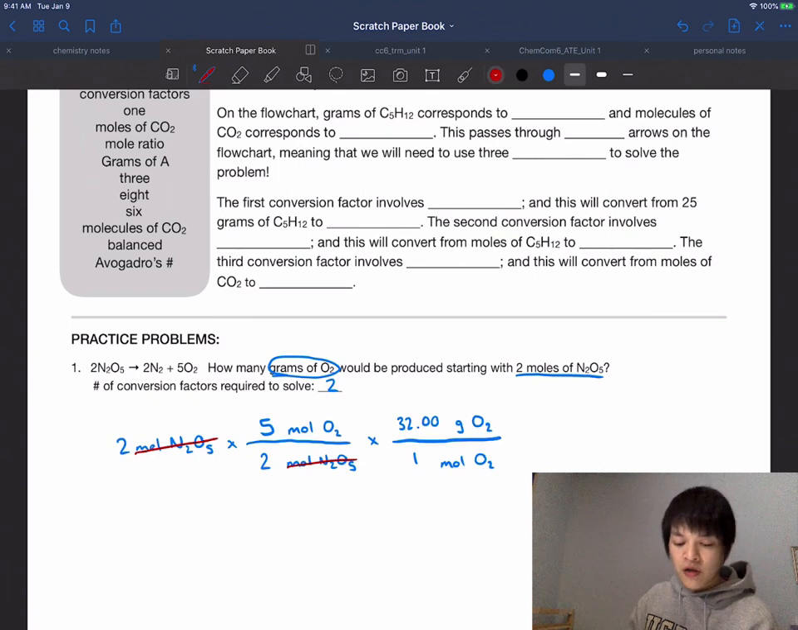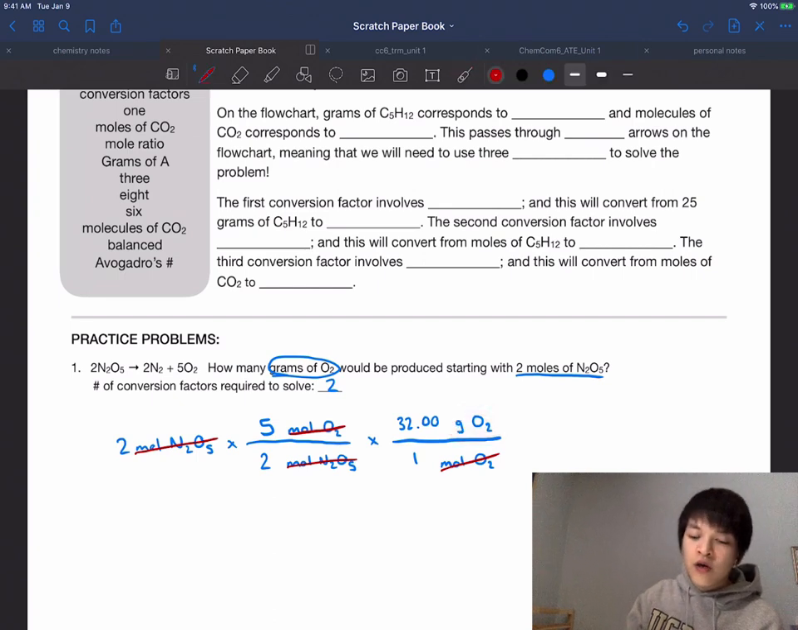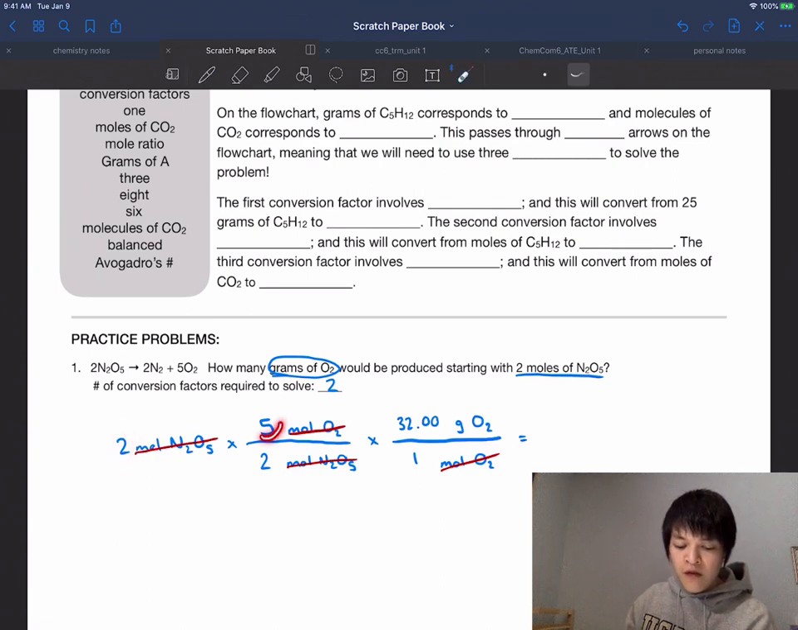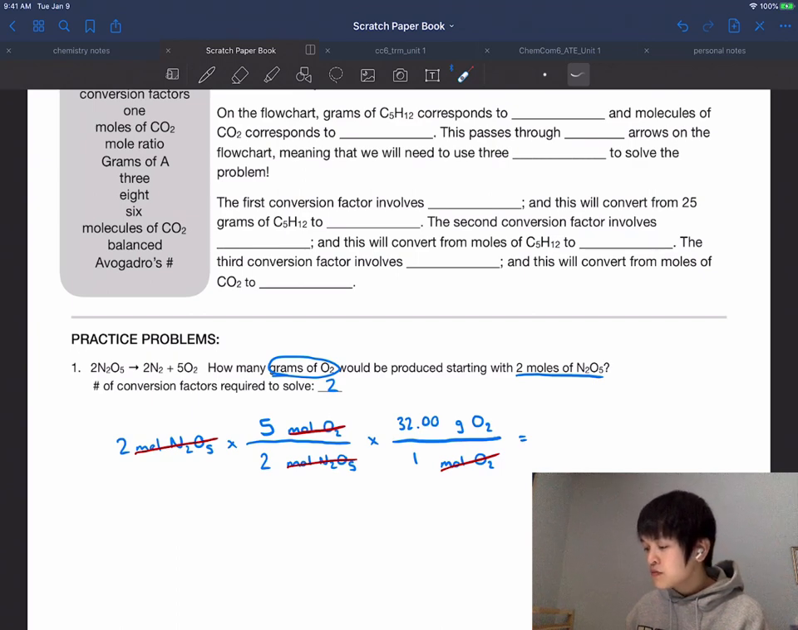If you look at the units that cancel out, it is moles of O2 and moles of O2. We are left with grams of O2, and that's what we wanted to end up with. So we can go ahead and throw in our equal sign. In this problem, what we have to do is start with 2, multiply by 5, multiply by 32, and also divide by 2. Okay? So 2 times 5 times 32 divided by 2.